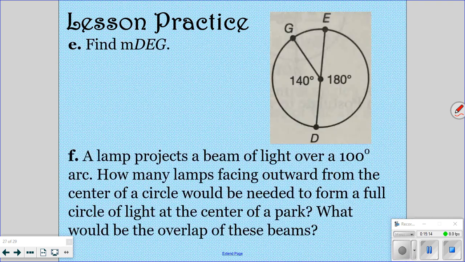All right, looking at this one, we want to find the measure of arc DEG. So DEG. We know that the total circle has to equal 360. So if we do 360 minus 180 minus 140, this one has to be equal to 40. And then to find the measure of the arc, we're just going to say 180 plus 40 is going to equal 220. Okay, so that's how it would work for that one.